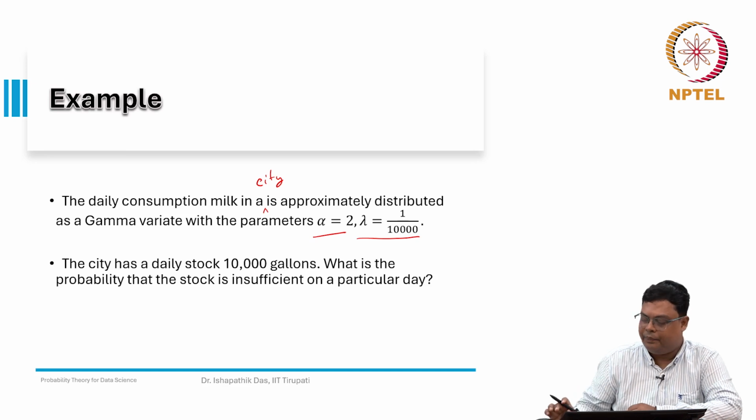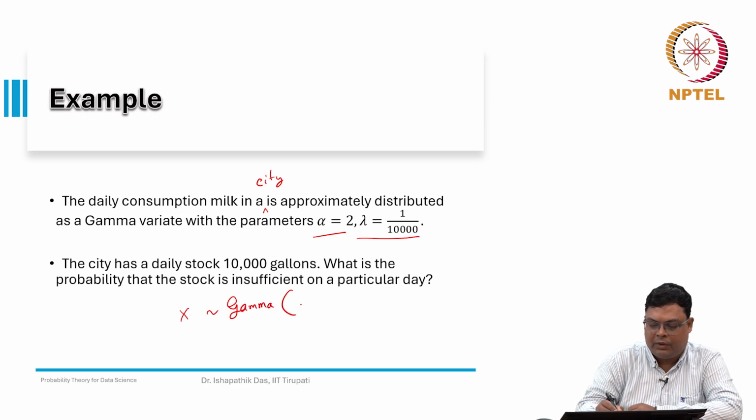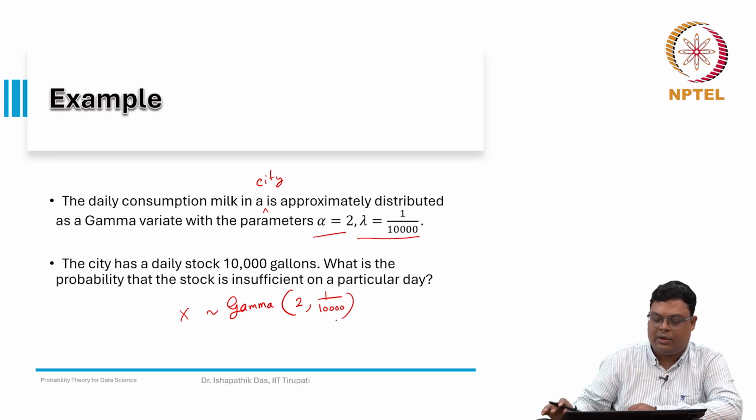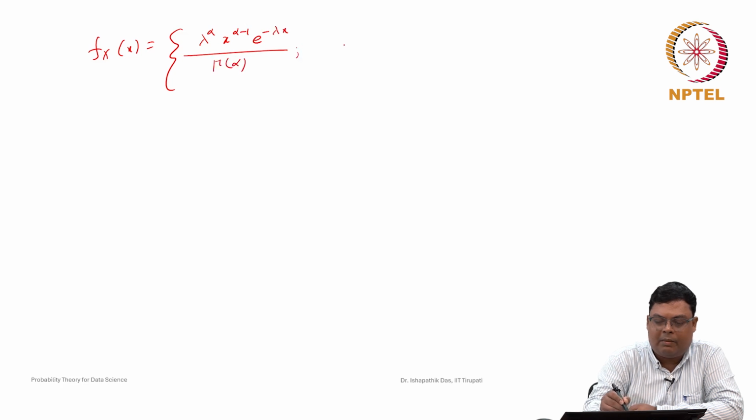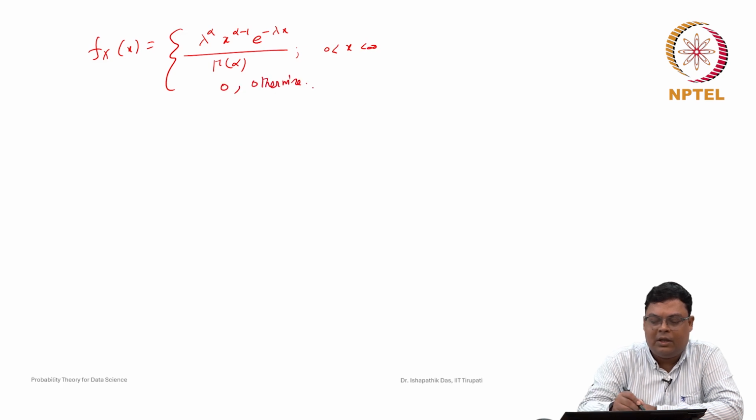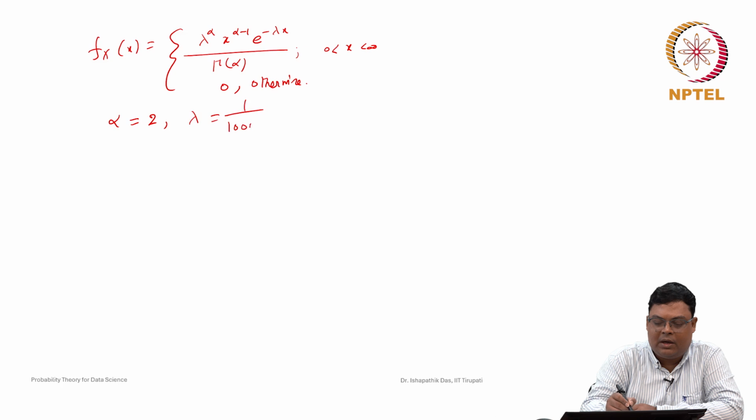Here it is mentioned that X has a gamma distribution with parameters alpha equal to 2 and lambda equal to 1 by 10,000. The density function we already know: f of x equals lambda to the power alpha, x to the power alpha minus 1, e to the power of minus lambda x, divided by gamma alpha, whenever x is greater than 0 and less than infinity, and 0 otherwise. In particular, for this example, alpha is 2 and lambda is 1 by 10,000.